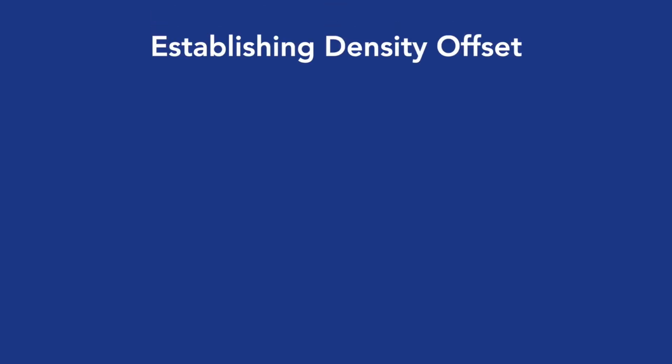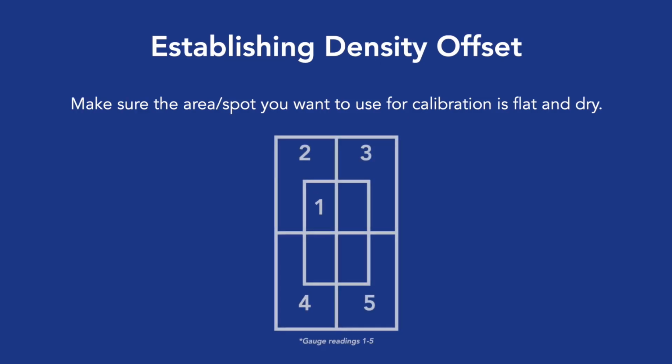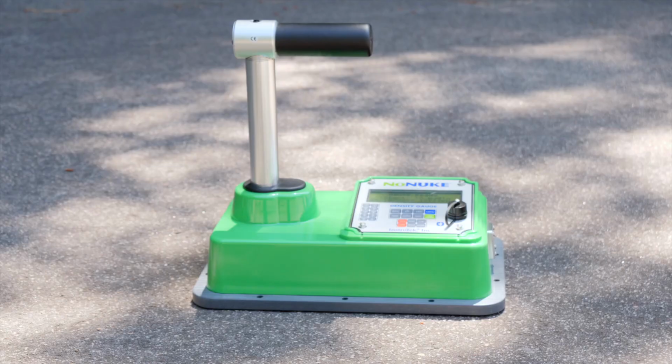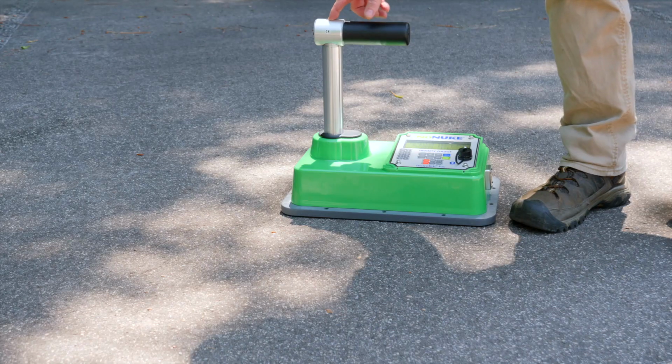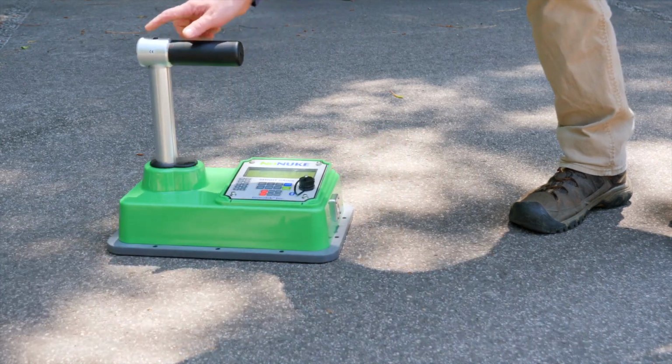Establishing density offset. Make sure the area spot you want to use for calibration is flat and dry. A reading pattern like the one in the diagram should be used for taking measurements. The idea is to move the gauge between readings to get a representative measurement of the spot that is being tested. Place the NoNuke on the pavement and press Start, or the remote start button on the handle to take the measurement. After each reading, move the NoNuke to the next location in the pattern and press Start again.